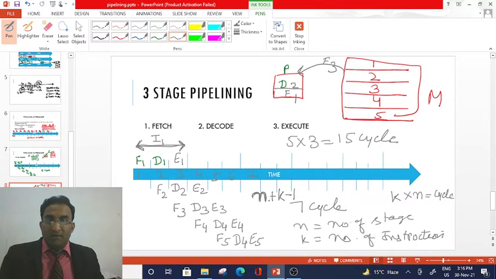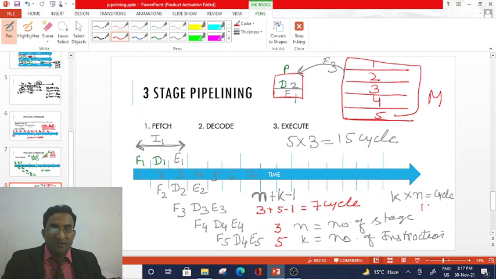So n is the number of stages. If we look at this particular example, n is equal to 3, k is 5, so total 3 plus 5 minus 1, that is equal to 7 cycles, whereas the normal processor is going to take 15 cycles. This is the concept of pipelining.